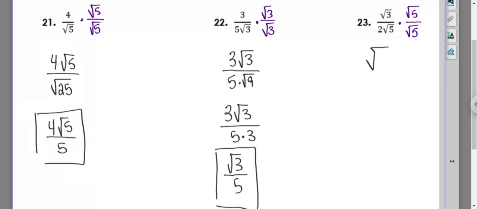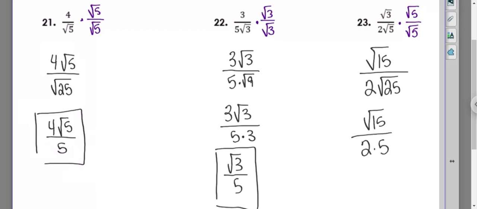Multiplying here, the square root of 15 over 2 times the square root of 25. The square root of 15 over 2 times 5. The biggest mistake, again, is not correctly reading the pieces of the problem. We have the square root of 15 over 10, not 15 over 10. So 2 different kinds of numbers. We cannot break that down any further.